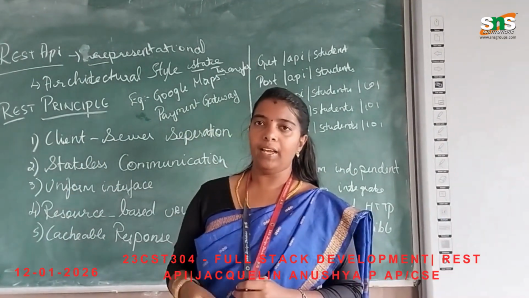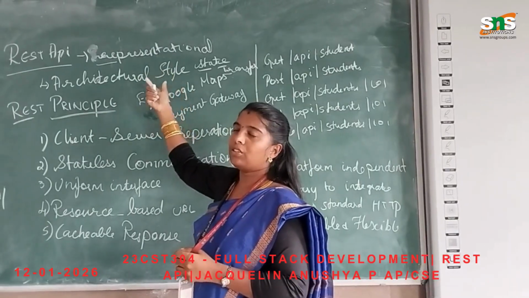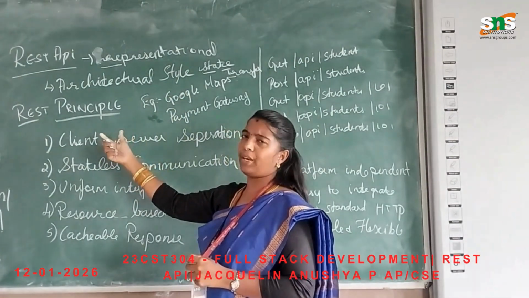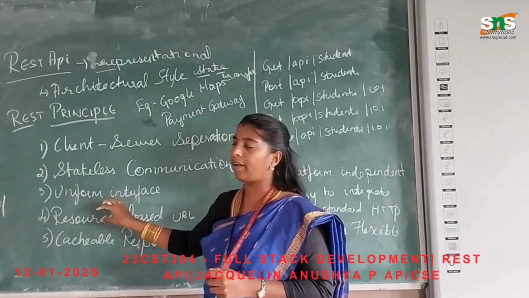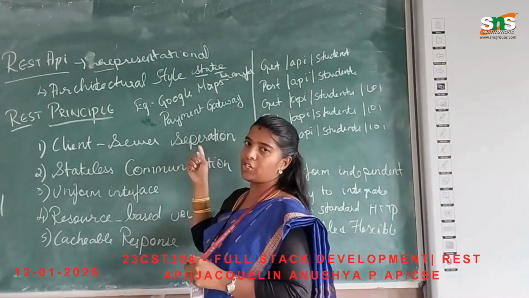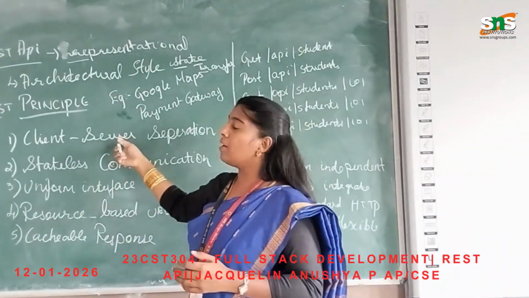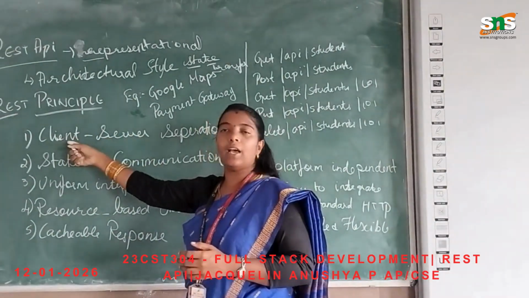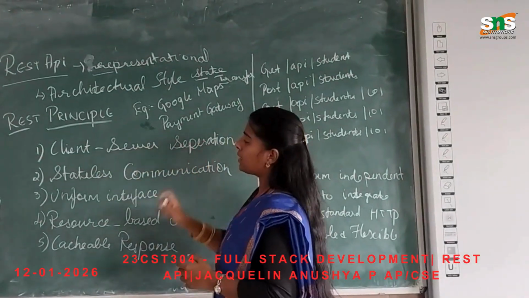In the same way, this REST application also works on an architectural style. It follows 5 main principles. These 5 principles are very important for REST. Your first principle is client-server separation. As I told, the waiter is the server and the client is you when you order. So this becomes client-server separation.